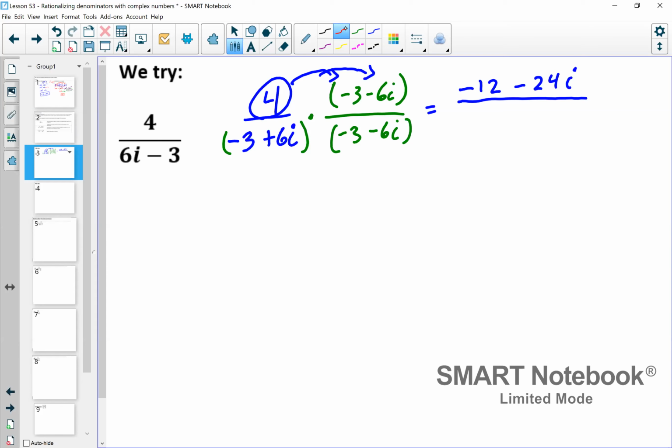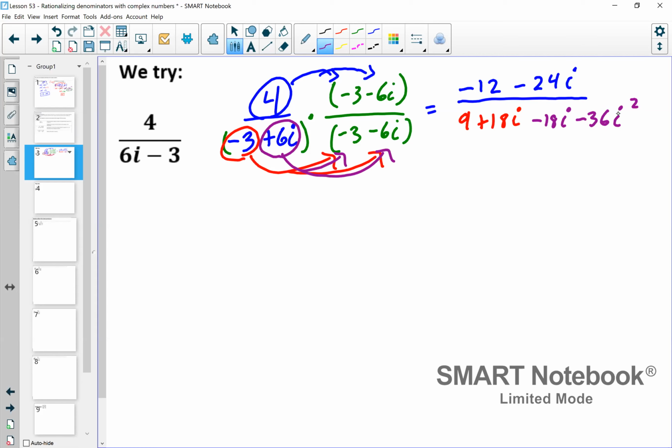So let's do the bottom. So now we have negative 3 that we're going to distribute and multiply, which is negative 3, which becomes a positive 9. Negative 3 times a negative 6i, which becomes a positive 18i. Now we're going to move on to the positive 6i, multiply that by the negative 3 as well. This becomes negative 18i, and positive 6i times negative 6i, which becomes a negative 36i squared. i times i is i squared. Once again, we're multiplying by a conjugate, so these middle terms cancel out, positive 18i and negative 18i.